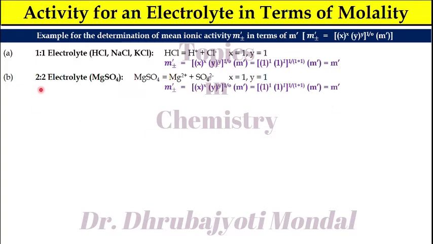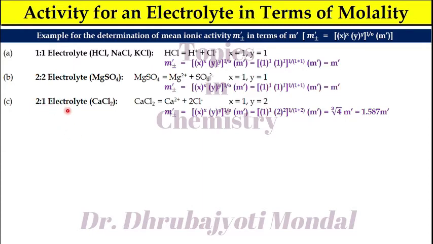Now consider 2:2 electrolyte. For example, MgSO4. So MgSO4 dissociates into Mg2+ cation and sulfate anion. So you can see number of cation x is equal to 1, number of anion y is equal to 1. So you can write m'± equal to (1 to the power 1 into 1 to the power 1) whole to the power 1 by 1 plus 1 into m', that is equal to m'. So again for 2:2 electrolyte you can write the mean ionic molality is equal to the molality of the electrolyte.